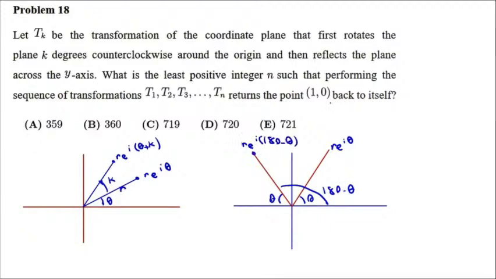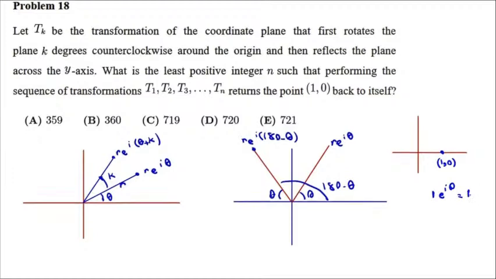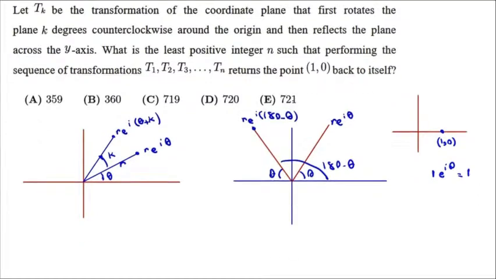Okay, now what is the point (1, 0)? At first, we should consider that it is this point. It is 1 e^(i0), the angle is 0, so it is exactly 1. We want to show that it comes back to itself. By these things, we see that r won't change, so we should only focus on the angle. So at first, it is e^(i0), so the first time the angle is 0.